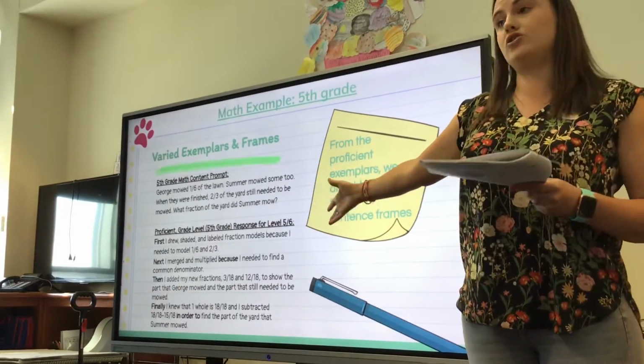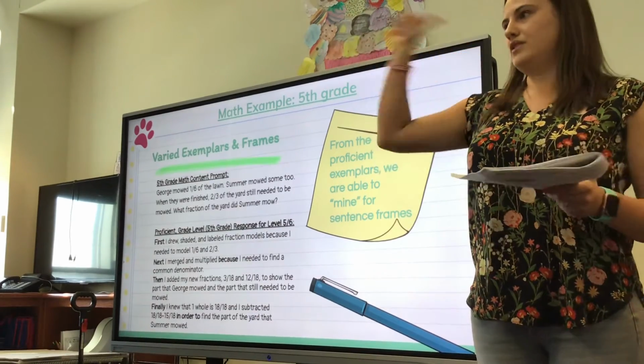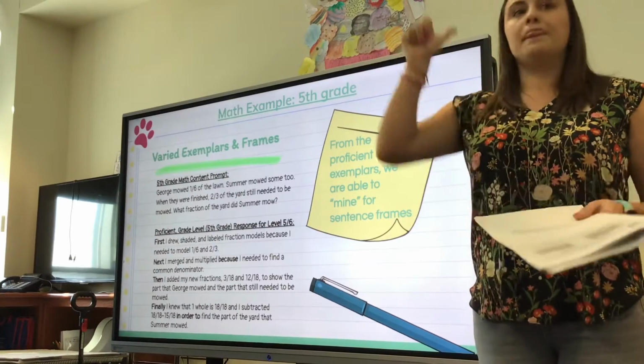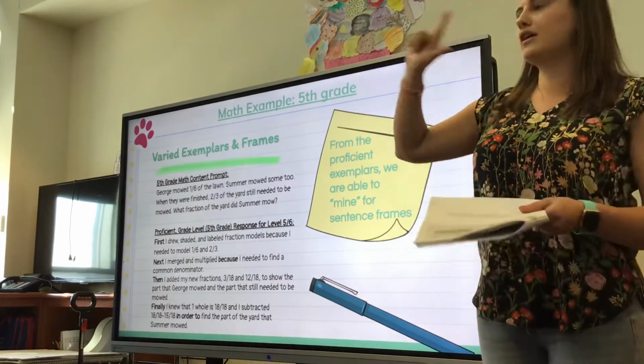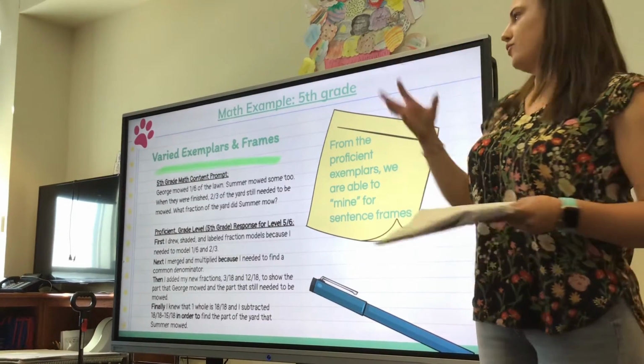So my language that I wanted to see from the students was with those functions of sequencing. They're sequencing their steps to solve the problem. They're explaining their steps. They're describing. So those are the functions for the language.